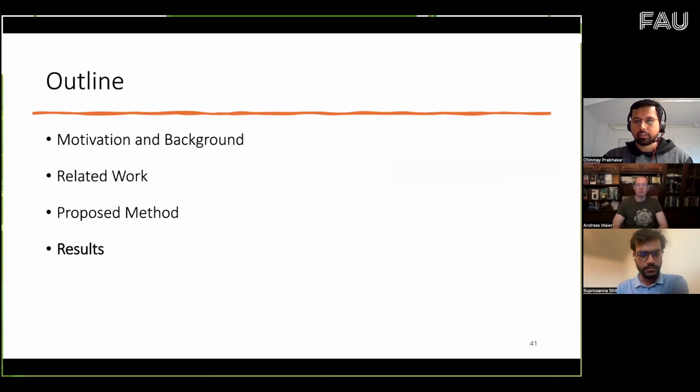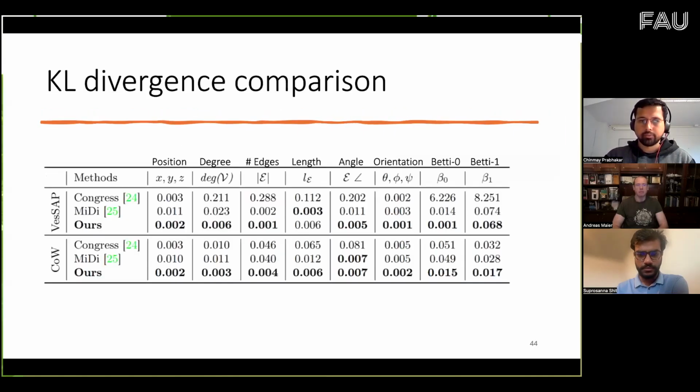Let us take a quick look at our obtained results. To obtain the efficacy of our proposed method, we compare the resulting graph distribution with the actual underlying vascular graphs on various parameters, including the positions of the node, the degree of the nodes, number of edges, length of the edges, angle between the edges, to ensure that our model is not generating vessels which have edges which are implausibly oriented.